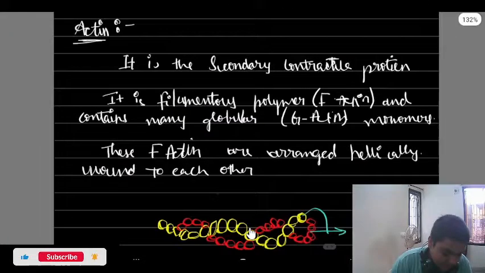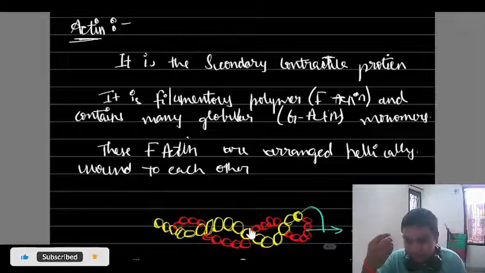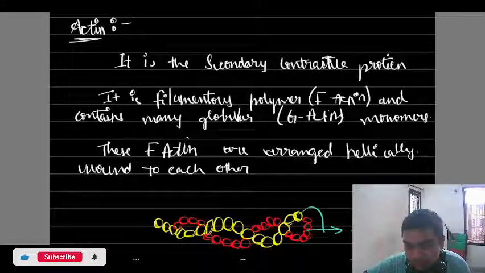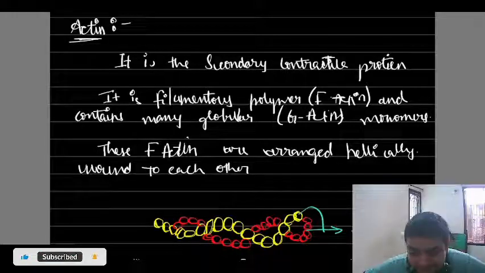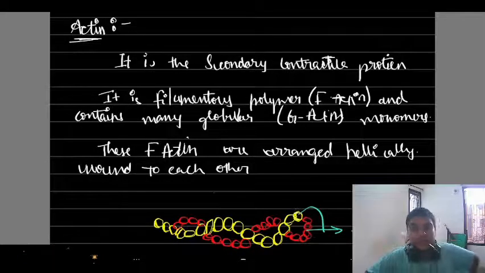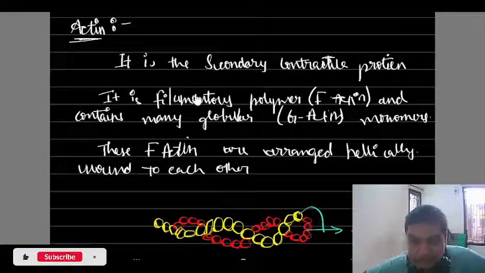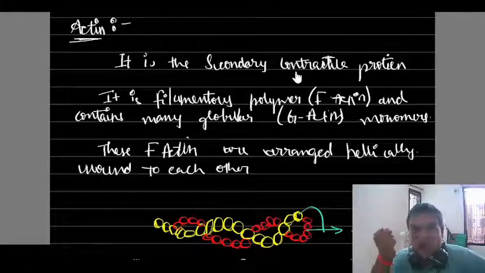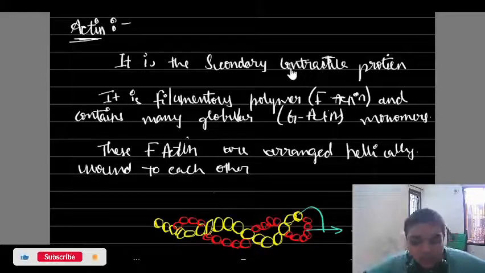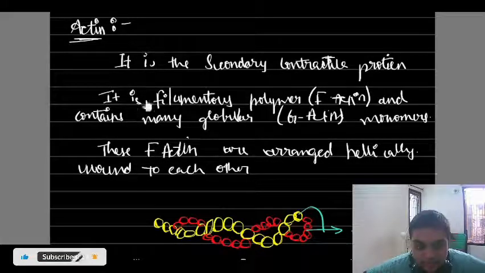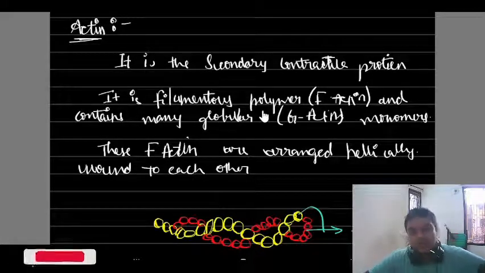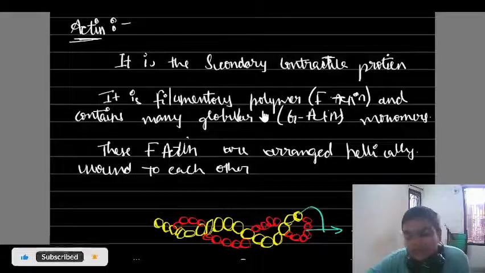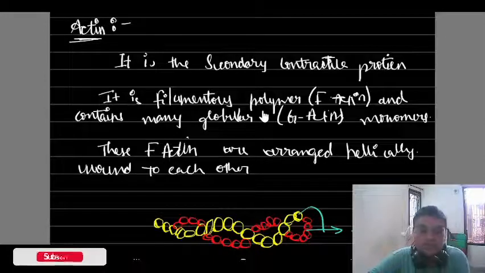This actin filament I haven't done much. Yes, let's continue. Now let's start with actin. The actin filament is a secondary contractile protein. Contractile means contraction. It is a filamentous polymer. Actin filament is generally filamentous, and it contains filaments.